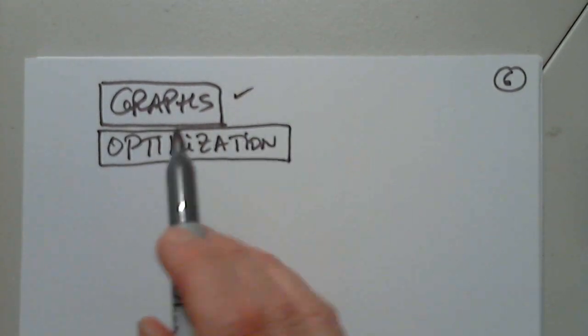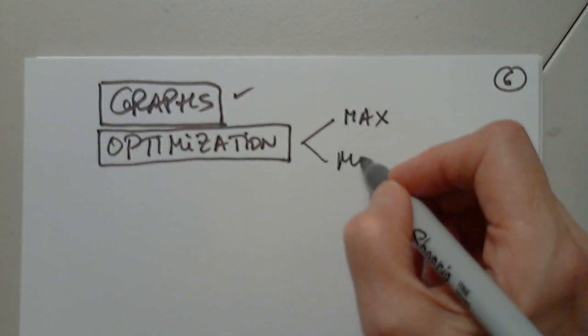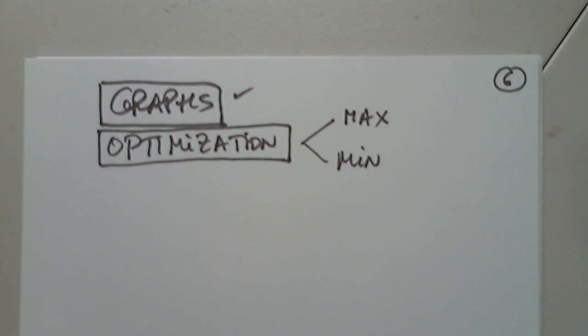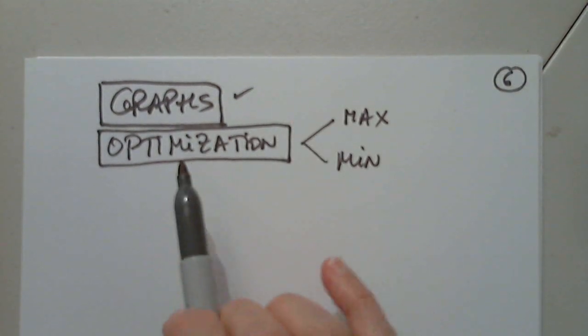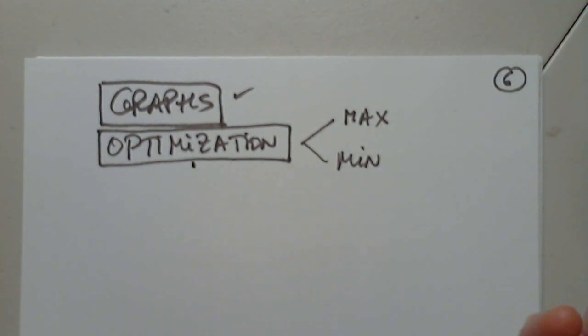Graphs, we know what that means. Optimization means finding max or min for functions. Very important. It's a big, big, big topic. As big as trigonometry, as big as calculus, optimization is a big branch of mathematics.